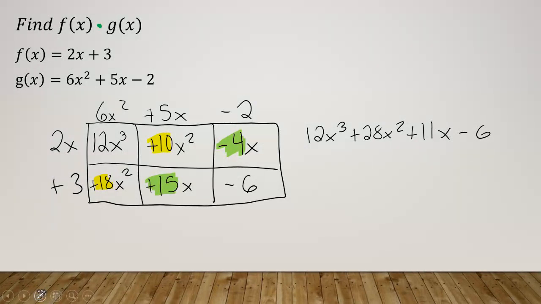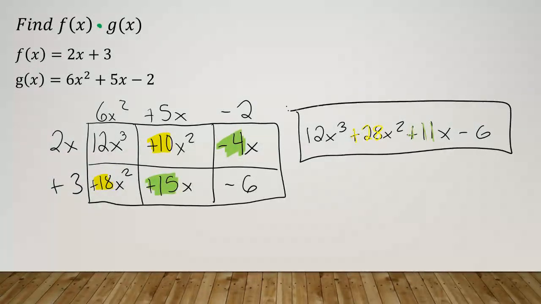So let me go ahead and highlight those so you can see why we got the 11. The 11 is from combining the 15 minus 4, and the positive 28 is from combining 18 plus 10. And so that is those two functions multiplied. That should be your answer.